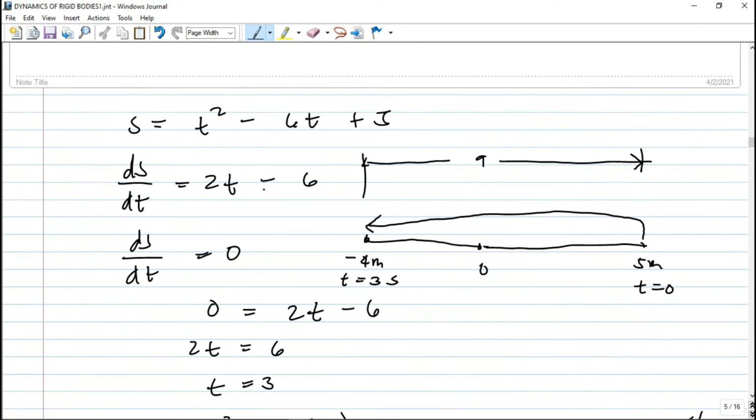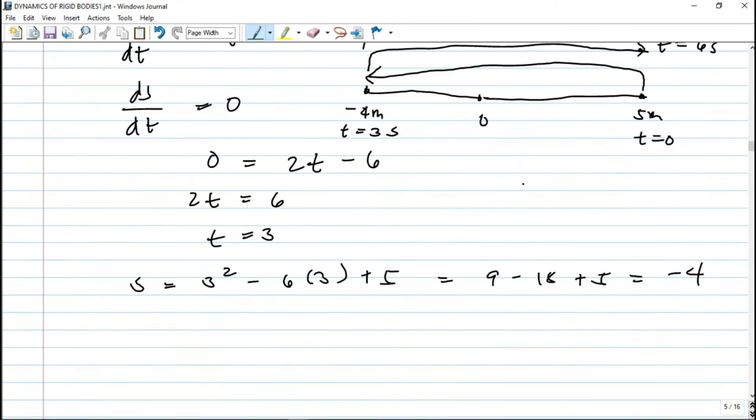So the particle came back from this position here. It went to negative 4 at time 3 seconds. Then at time 6 seconds, it came back to the 5 meters. Okay, so this is at time 6 seconds. So basically, it traveled 9, then came back again, guys, to our starting position, which is also 9 meters. Okay, so we just add.